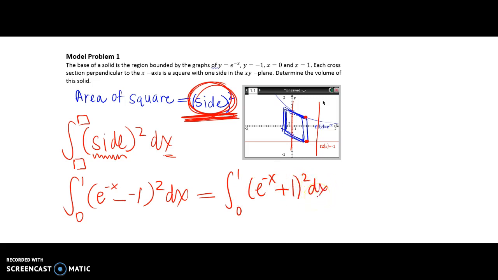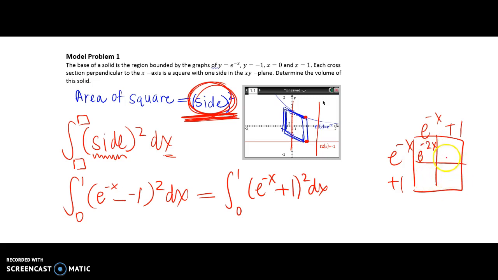If this were a non-calculator question, which it definitely is, I cannot compute that calculus problem without simplifying this thing algebraically first. A box. e to the negative x times e to the negative x. I don't know if this is a surprise to you, but that is e to the negative 2x when I sum up those powers. Here I get e to the negative x, here I get e to the negative x, and here I get a 1. So it looks like this actually becomes e to the negative 2x plus 2e to the negative x plus 1.